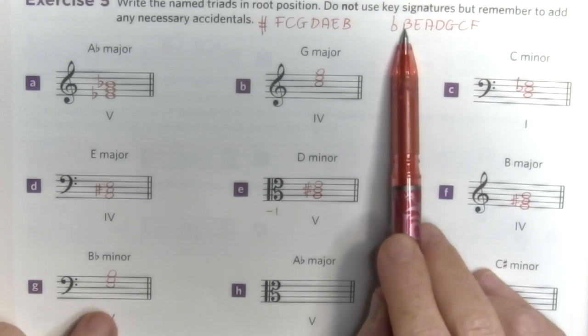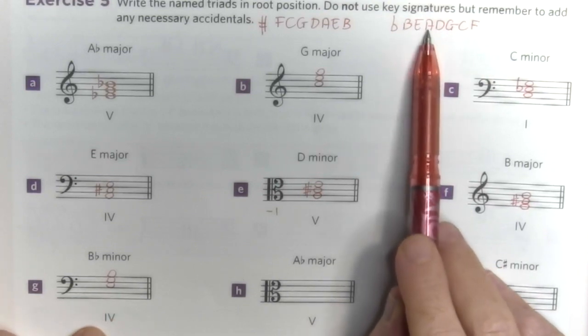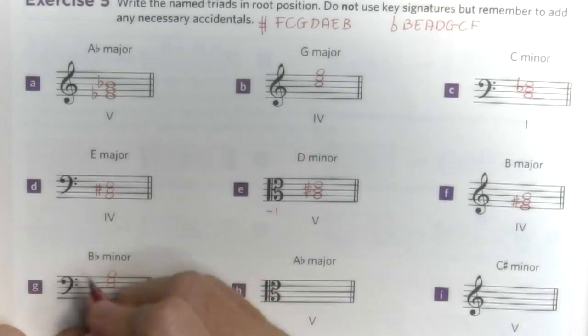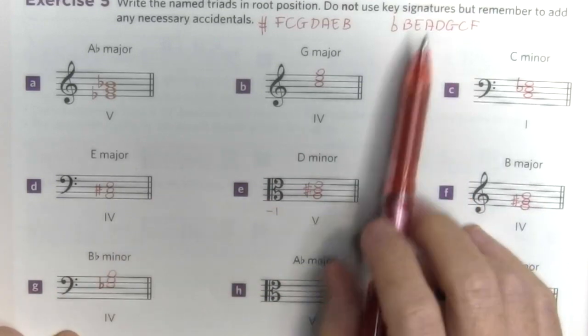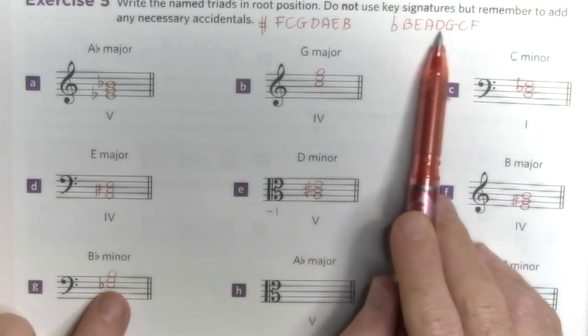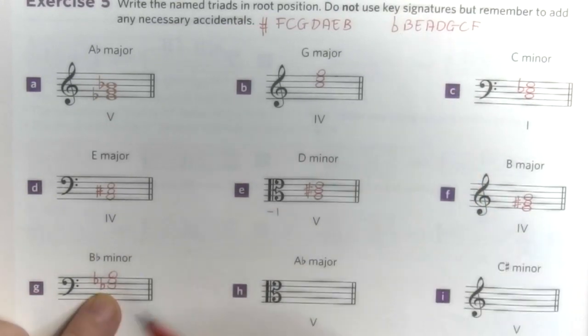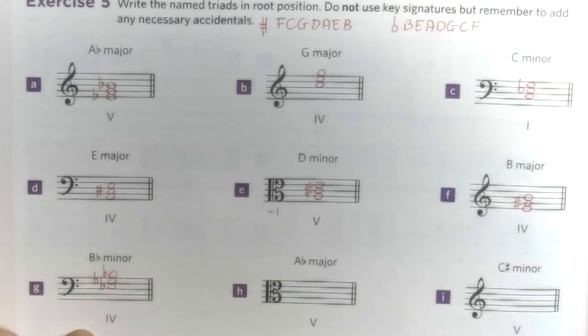So, Si, Mi, La, Re, Sol. Let's see what I name again here. Mi, so this is flat. Sol, this is flat as well. And Si, this is flat as well. Here it is. All flats.